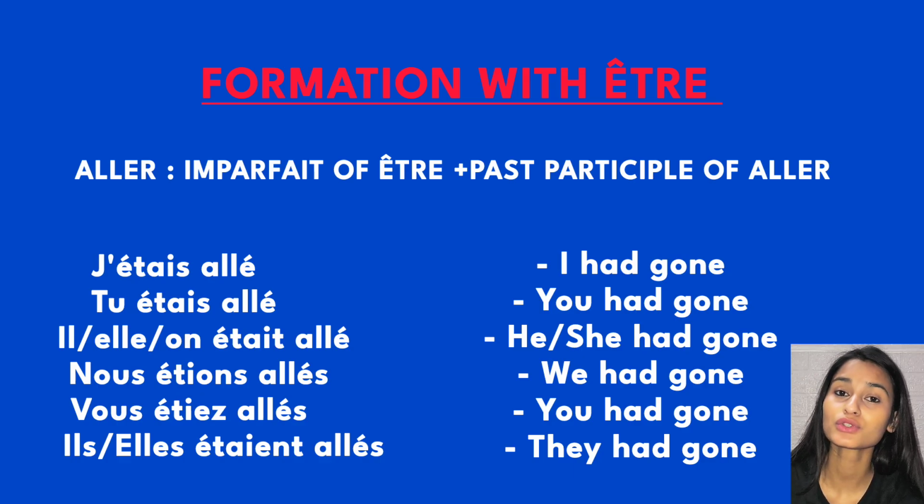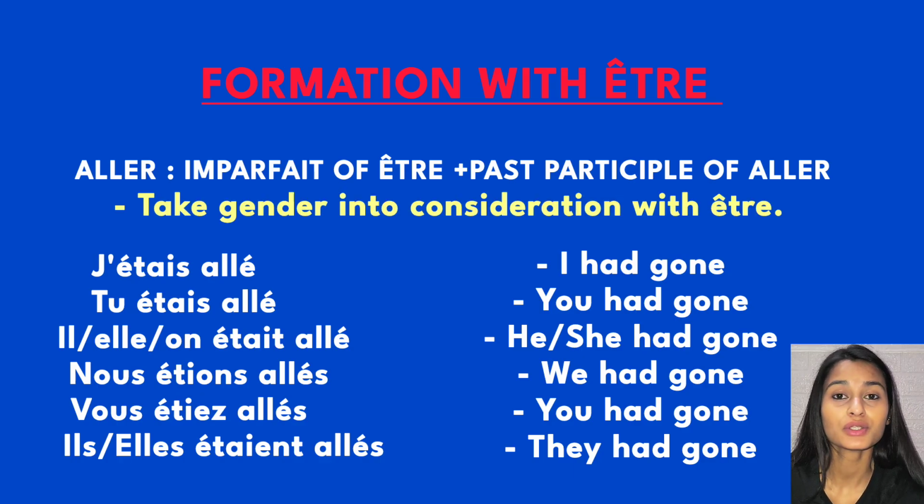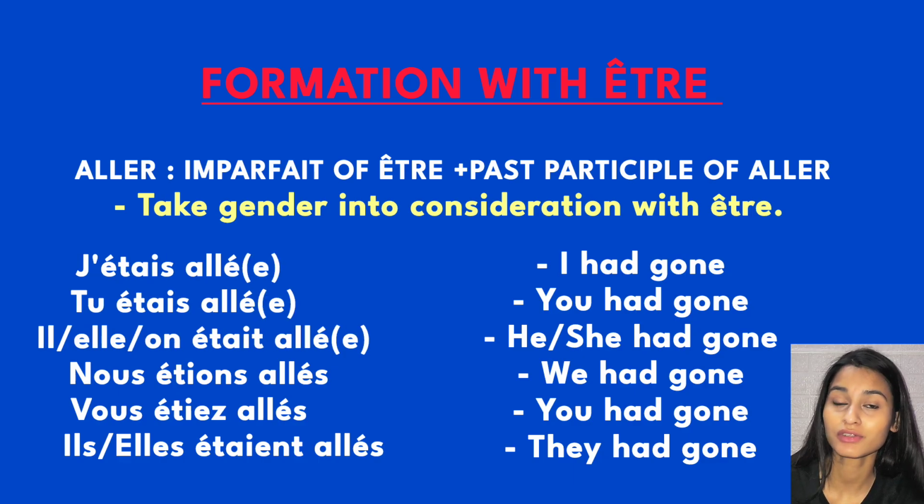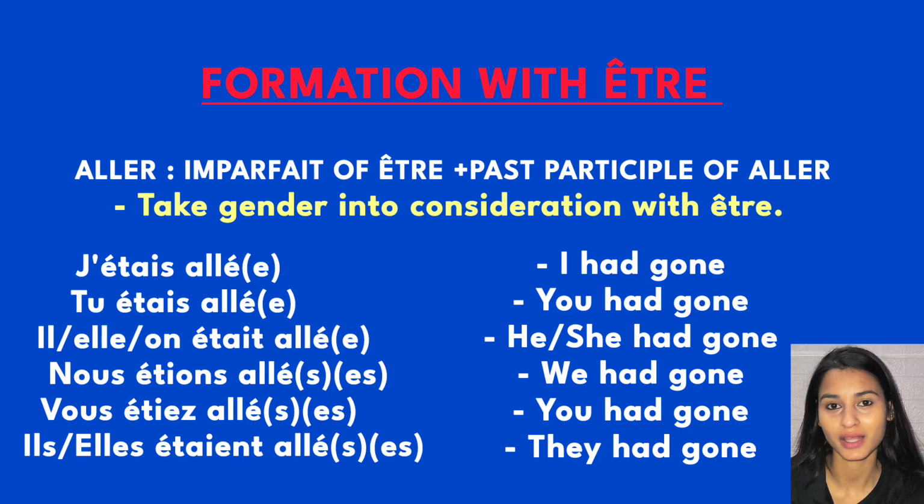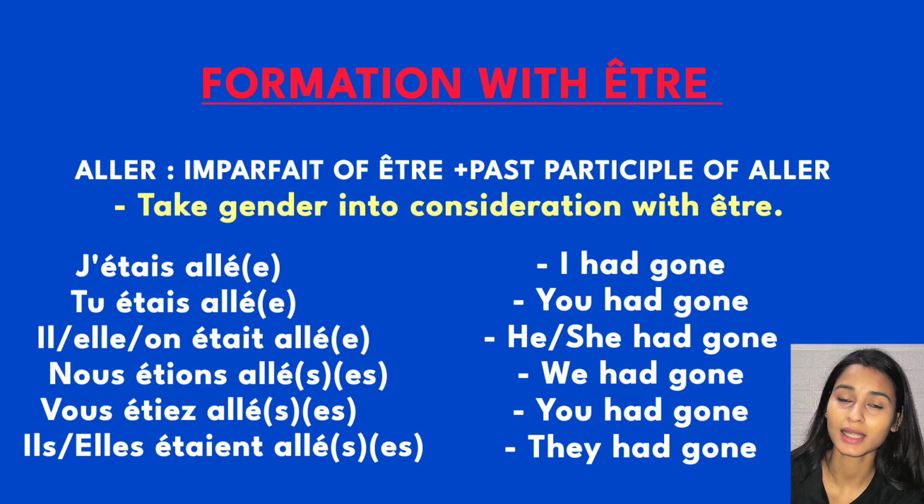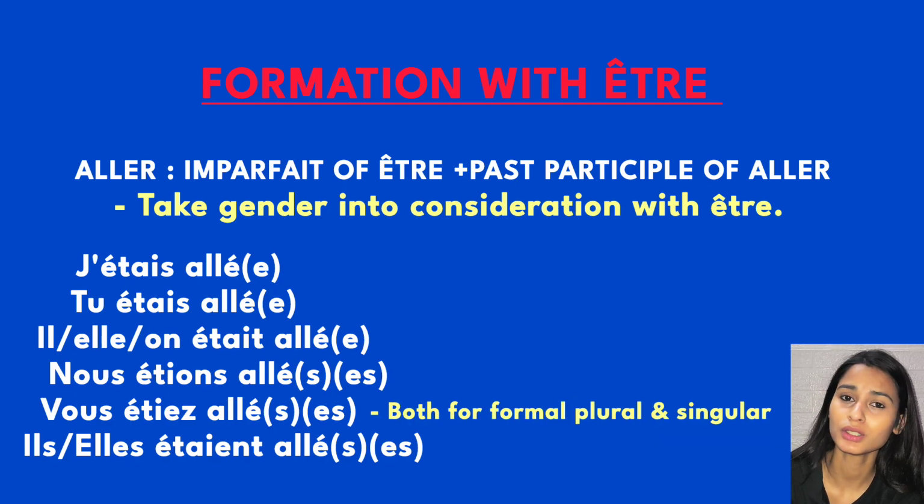But remember one most important thing. Whenever we use être as an auxiliary verb, we also take the gender into consideration. So with je, tu, and elle, we will add an extra e if it's feminine. And with nous, vous, and ils, we add s to indicate the masculine plural and add es to indicate the feminine plural. So remember that. One more point is that vous can be used in both plural and formal singular cases.